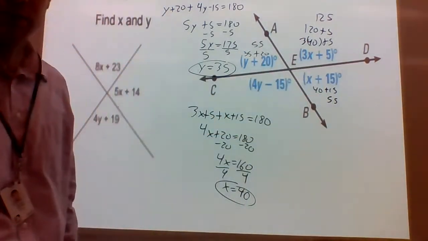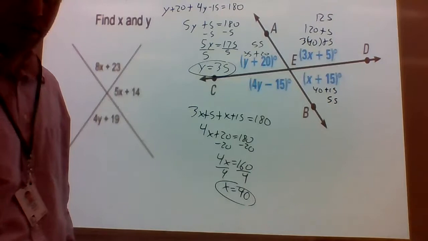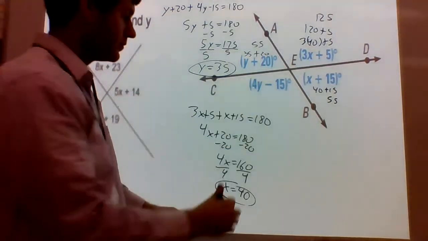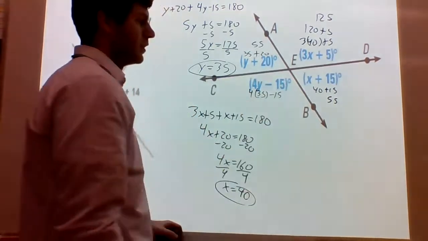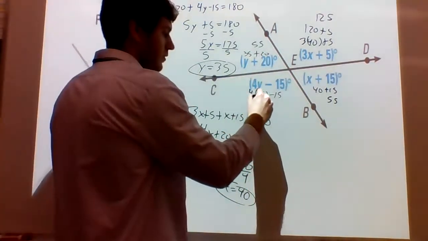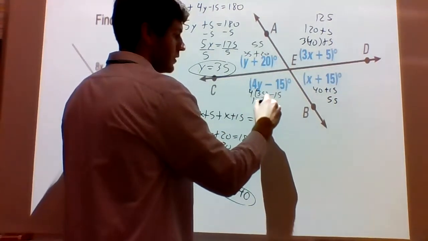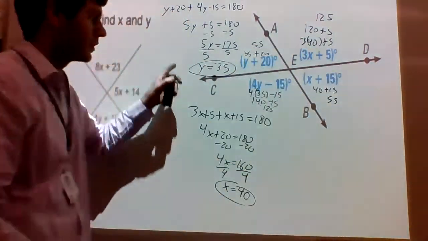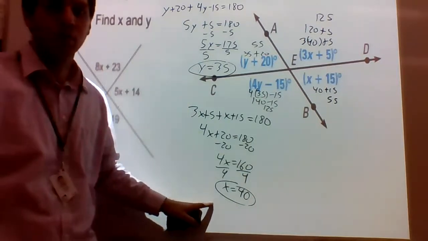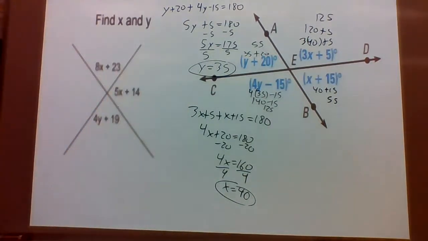That should be 55 because vertical angles are congruent. Their angle measures are equal. 4 times 35 minus 15, that's 140 minus 15, which is 125. So we know we have 125, so we know we're good. y is 35, x is 40. We can be happy and satisfied with those solutions.